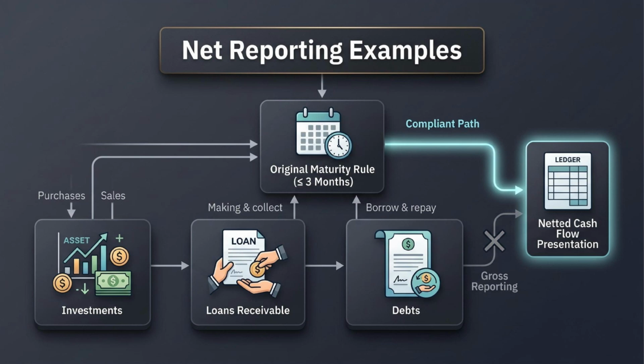For investments, short-term purchases and maturities may qualify for net presentation. For loans receivable and debts, similar logic can apply where transactions turn over quickly and involve large amounts. But if the item does not meet the narrow conditions, report the cash receipts and payments gross.